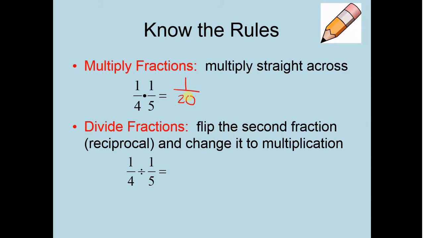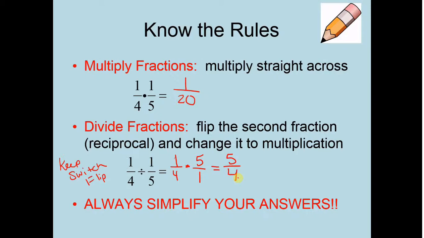Dividing fractions, you flip the second fraction and change it to multiplication. So, if I had 1/4 divided by 1/5, I would keep the first fraction, switch to multiplication, and flip the second fraction. Keep, switch, flip. Multiply across. 1 times 5, 4 times 1. Gives you 5/4. And you always simplified your answer. So if you would have gotten 10/8, you would have made that 5/4.